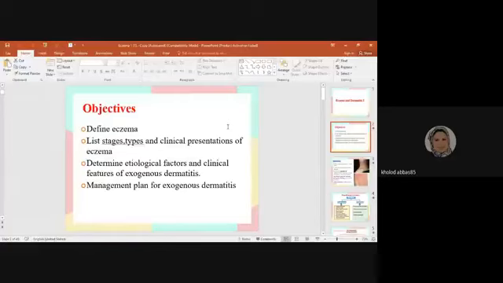These terms. But in general, when we say eczema, we mean dermatitis. When we say dermatitis, we mean eczema. But today we'll know what's the definition of eczema, what are the stages, types, and clinical presentation of eczema, what are the factors, clinical features of exogenous dermatitis, and the management plan in general. We'll take examples about dermatitis, exogenous type, about seborrheic dermatitis. Today, we'll know about seborrheic dermatitis and contact dermatitis.